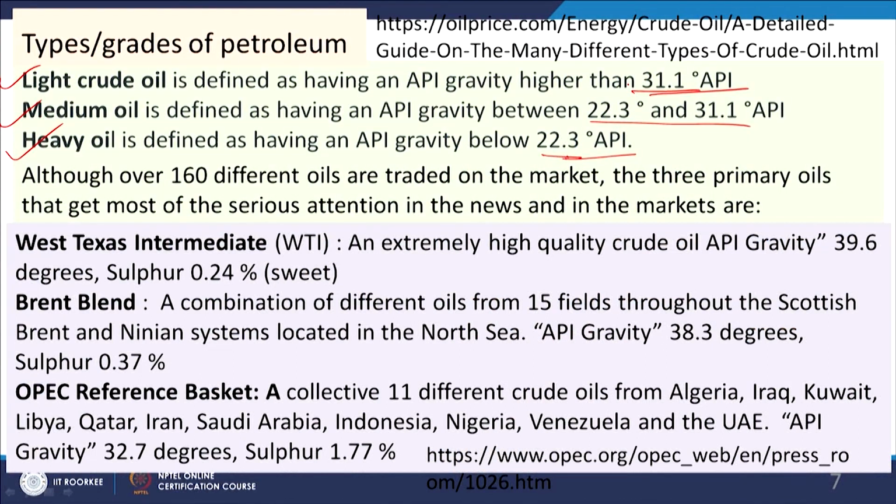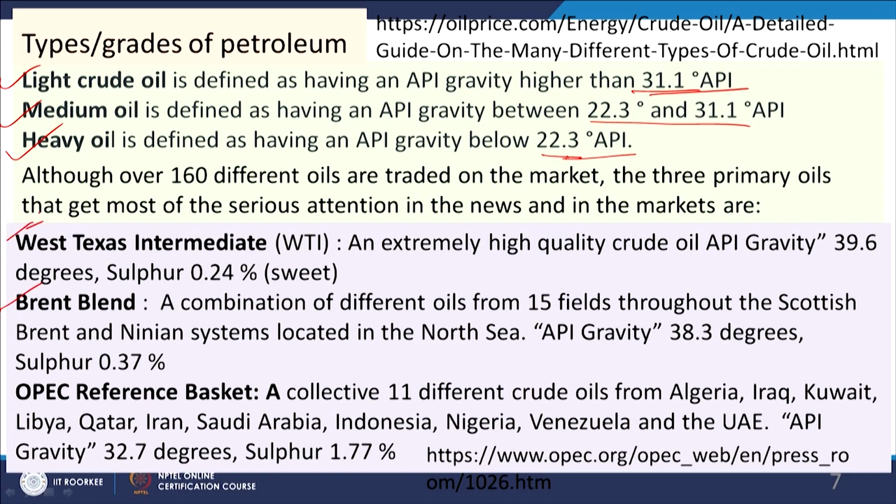If we see the availability of crude petroleum around the world, we can get three major locations. One is West Texas Intermediate in America, another is Brent blend, which is located in the North Sea, and then the OPEC reference basket, that is in Algeria, Iraq, Kuwait, Libya, Qatar, Iran, Saudi Arabia, Indonesia, Nigeria, Venezuela and UAE.